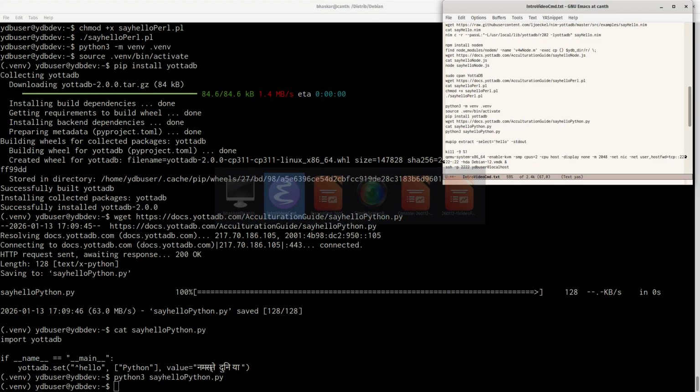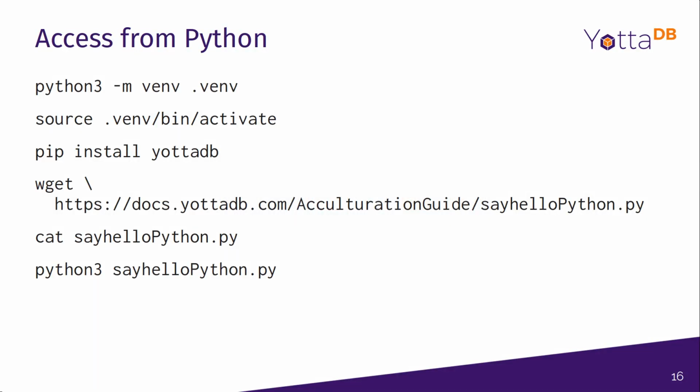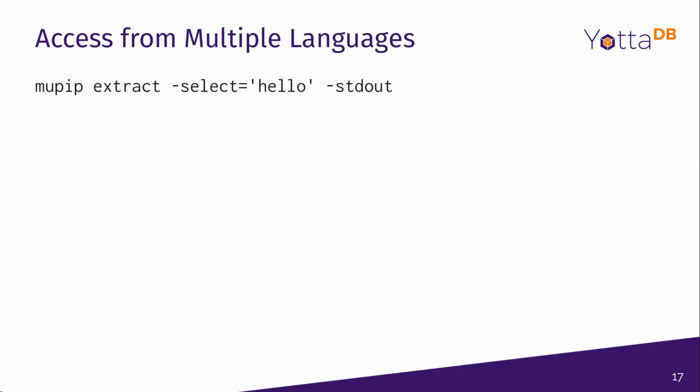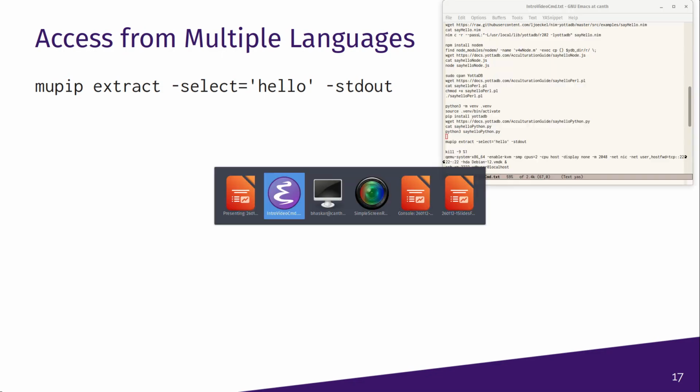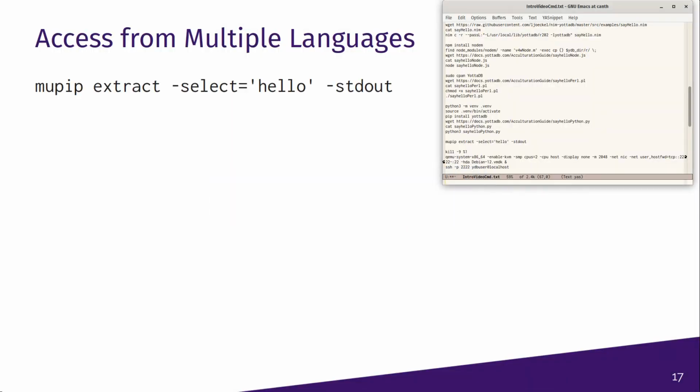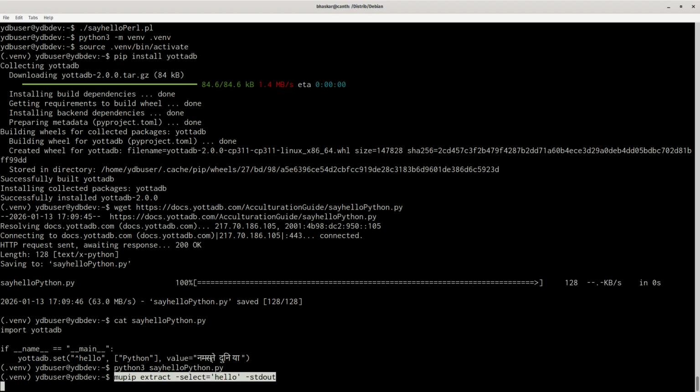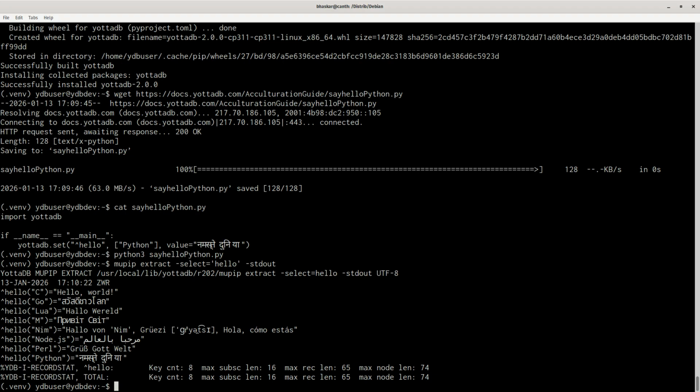Okay, so we've now accessed the database from a variety of languages. So let's take a look at the database and see all the different nodes that there are. So as you can see, there's nodes from all the different languages that we have set, and the database has been accessed, well, not concurrently in this case, but you can access it concurrently from pretty much any language for which there's a wrapper.